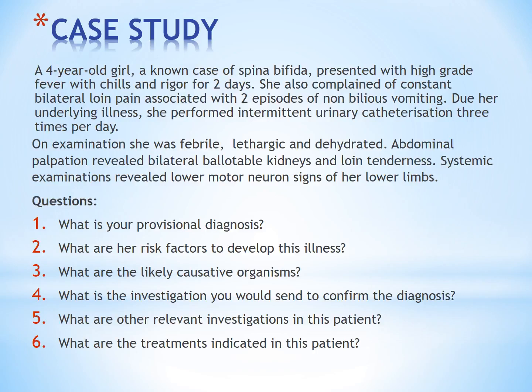Before we start with the lecture, let's go through a case study. A 4-year-old girl, a known case of spina bifida, presented with high-grade fever with chills and rigor for 2 days. She also complained of constant bilateral loin pain associated with 2 episodes of non-bilious vomiting. Because of her underlying illness, she performed intermittent urinary catheterization 3 times per day.